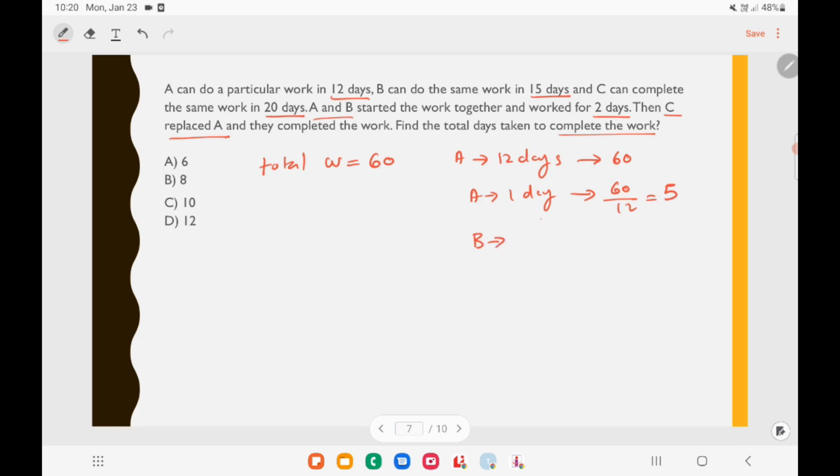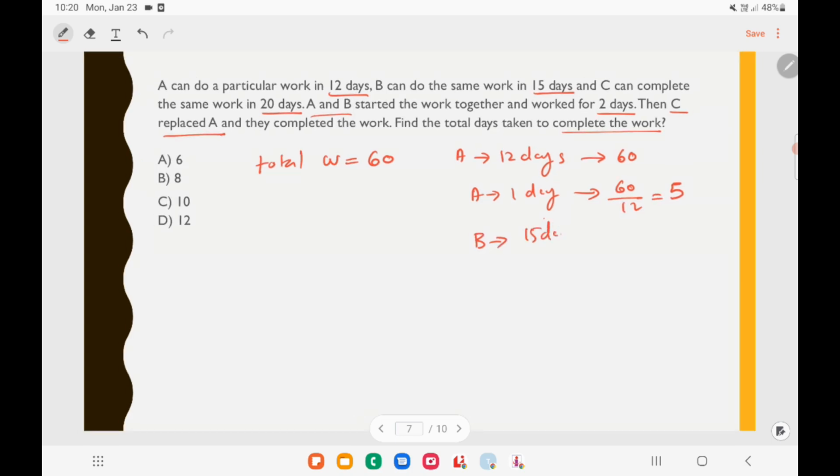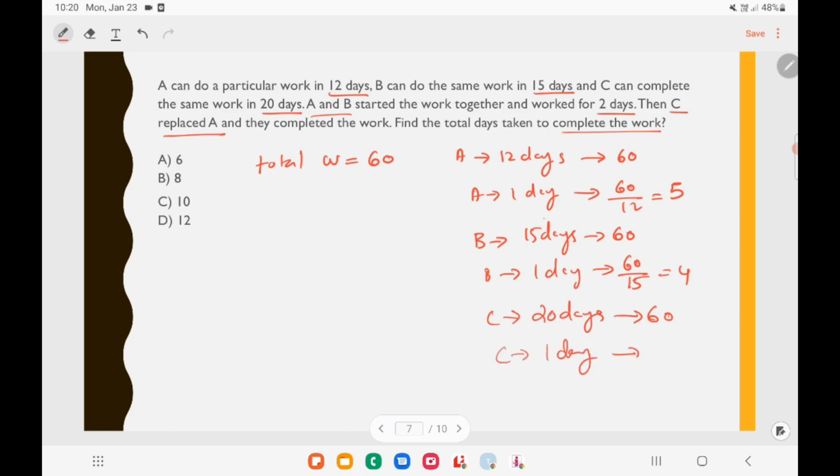Similarly, B in 15 days will complete the work, that is 60. So B in 1 day will do 60 by 15, which is equal to 4 work. Now C will complete the work in 20 days. So C in 20 days will do 60 work. So C in 1 day will do 60 by 20, which is equal to 3 work.